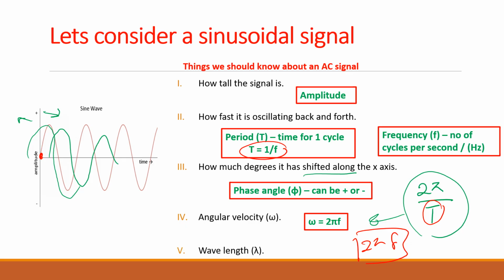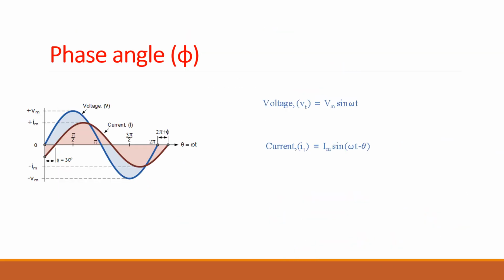And also we need to know wavelength. Wavelength, we use lambda for the wavelength, and omega for the angular velocity. Lambda is the length of one cycle. And if you know the speed of the cycle, speed times the T is your lambda. You know that, right? From your physics, do you know that? Okay, that's good.